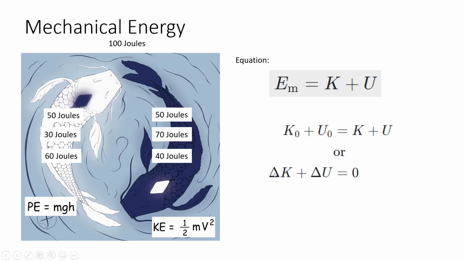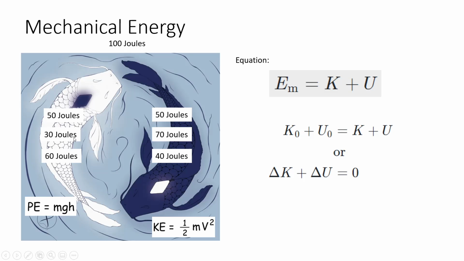Another way of thinking about this is the change in the kinetic energy plus the change in the potential energy must be equal to 0, right? So if you add up the way that they change, there has to be no total change because we will always have the same amount, or like 100 joules.